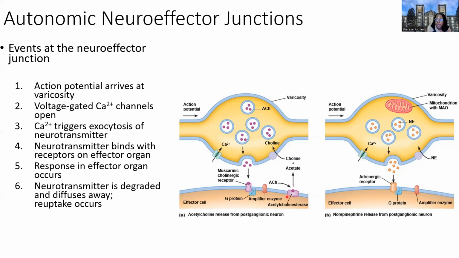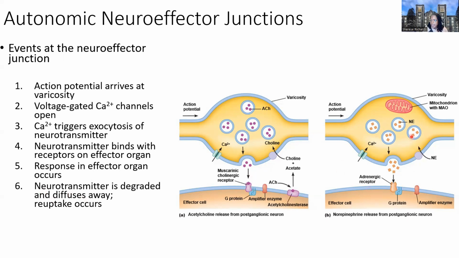Now, the acetylcholinesterase is here to degrade the extra neurotransmitter, or we can have reuptake of that extra neurotransmitter and recycling, as we have described before. We can also have the neurotransmitter simply diffuse away as well.